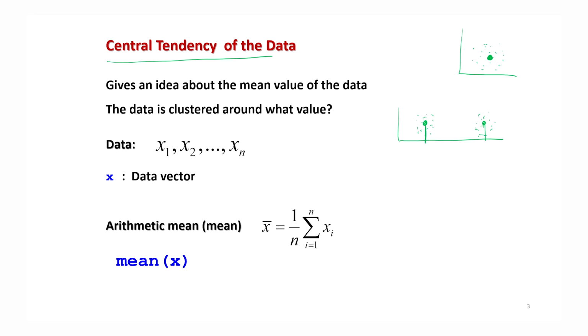Now, in order to understand this central tendency, we have to quantify it. And there are different statistical measures by which we can quantify it, like arithmetic mean, median, mode, etc. Right. So I am going to address here some of the commonly used statistical tools to measure the central tendency of the data. This central tendency gives us an idea about what value the data is clustered around. Suppose we have got the data which is represented here as x1, x2, xn.